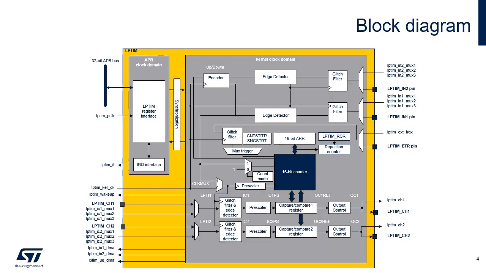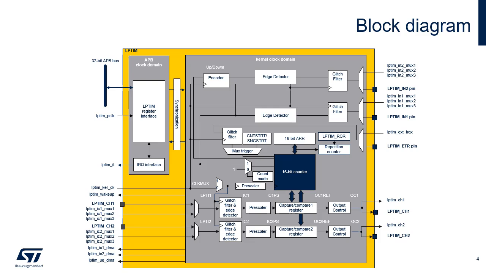The low-power timer is a peripheral split in two separate clock domains. The APB clock domain on the left of the figure contains the peripheral's APB interface, while the kernel clock domain contains the low-power timer peripheral core functions. The kernel clock domain on the right of the figure can be clocked by internal clock sources or by an external clock source through the timer's LPTIM input.